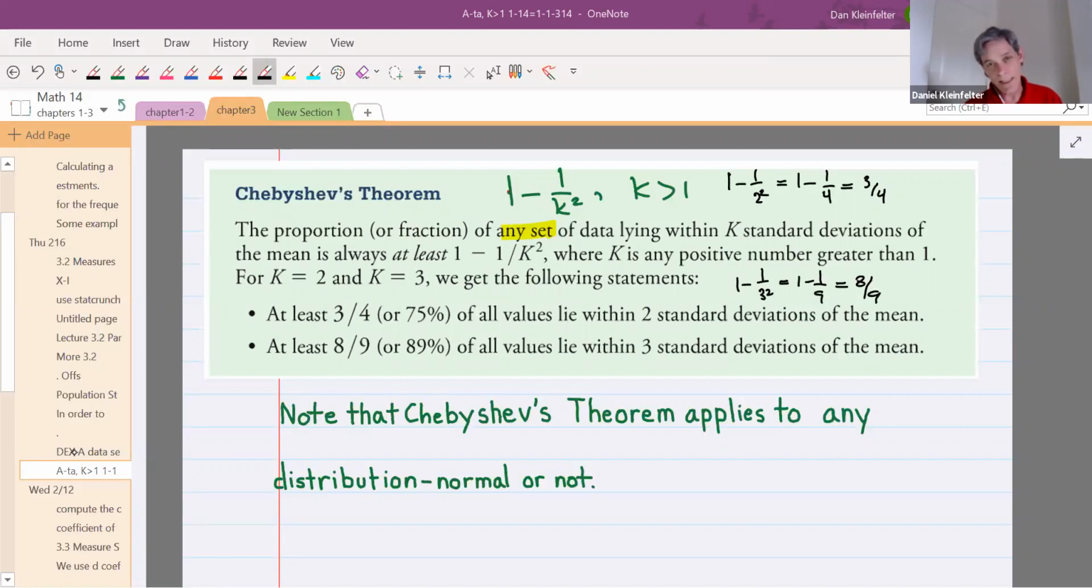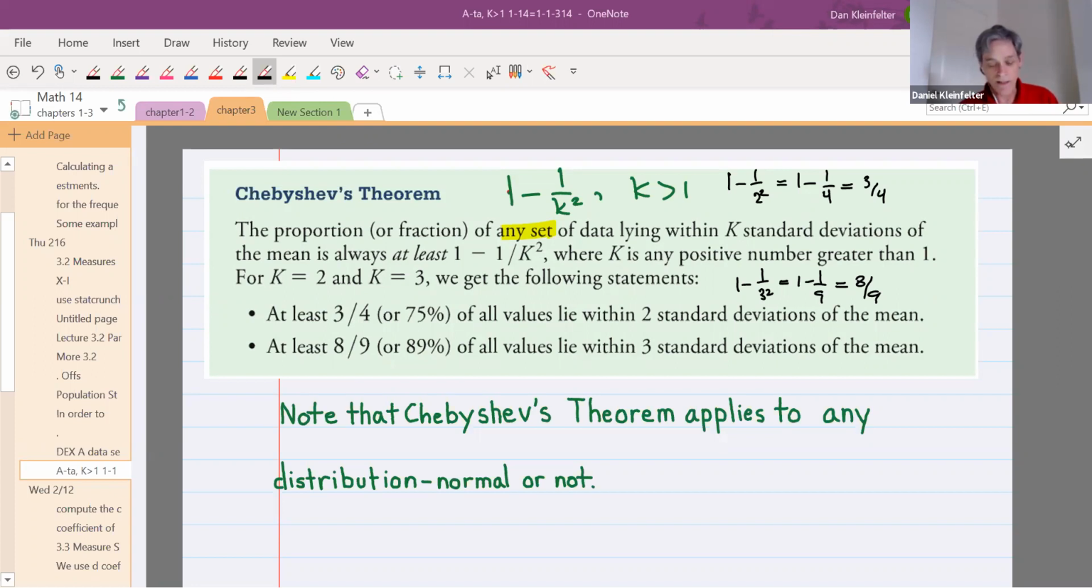So let's think about that and test it to see if it makes sense. For the last example we did, if the distribution of data is normal, we know according to the empirical rule that 95% of the data is within 2 standard deviations of the mean. If it's 95, is it true that at least 75% of the data is within 2 standard deviations of the mean? Yes, it would be true.